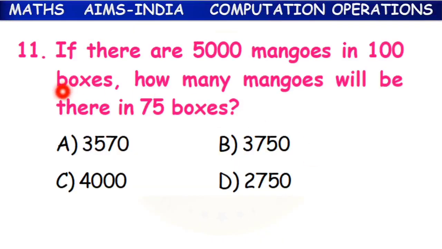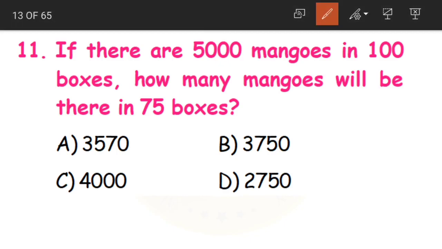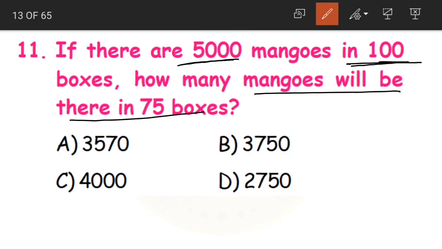Coming to question number 11. If there are 5,000 mangoes in 100 boxes, how many mangoes will be there in 75 boxes? What are they saying? In total there are 5,000 mangoes in 100 boxes. Clear, children? Now we need to find out how many mangoes will be there in 75 boxes.